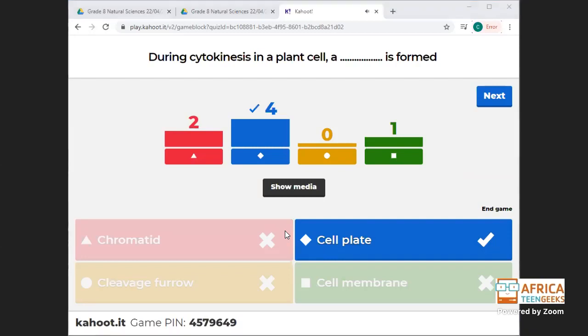All right, beautiful. Most of us got it correct. Two said chromatid. Guys, remember, what is a chromatid? And in which phase do we find chromatids? Cytokinesis doesn't form a chromatid. And who said cell membrane? Okay, guys, it's a cell plate. The correct answer is cell plate.